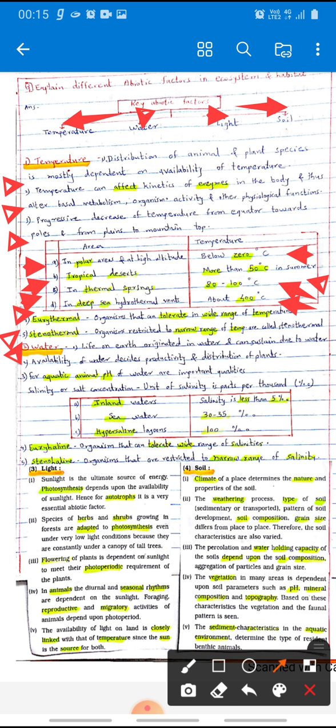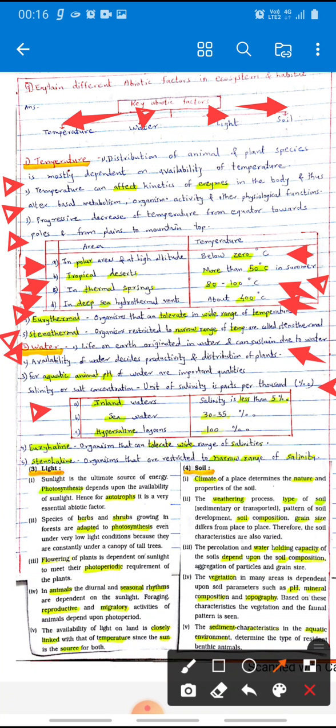The second abiotic factor is water. Life on earth originated in water and can survive due to water. So water decides the productivity and distribution of plants. For aquatic animals, the pH of water is an important quality. Salinity, or salt concentration, has the unit of parts per thousand.